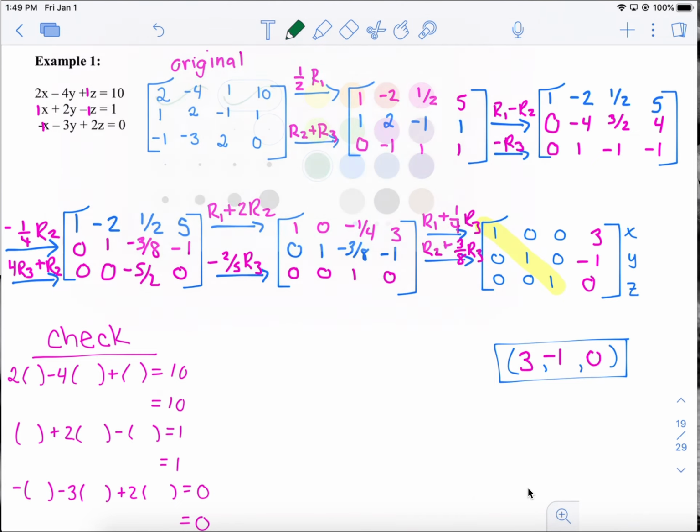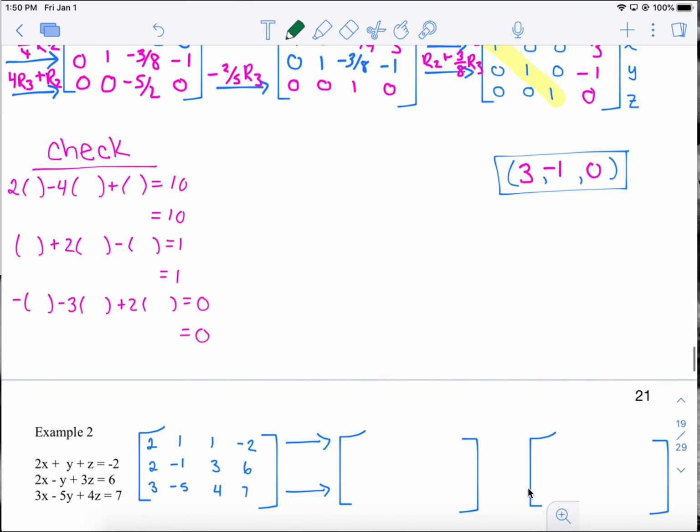I will always suggest that you check. So if I go back up here to the top and I look at my original equations, I wrote them out down here with parentheses for all my blanks. Here's how I would check that. Let me zoom up for just a second. I would plug in a 3 for all of the X's, a -1 for all the Y's, and a 0 for all of the Z's, and then make sure it comes out to be what it's supposed to be.